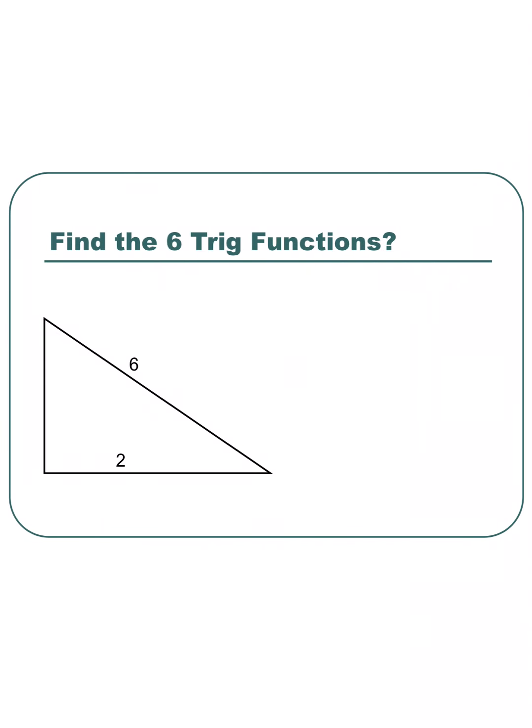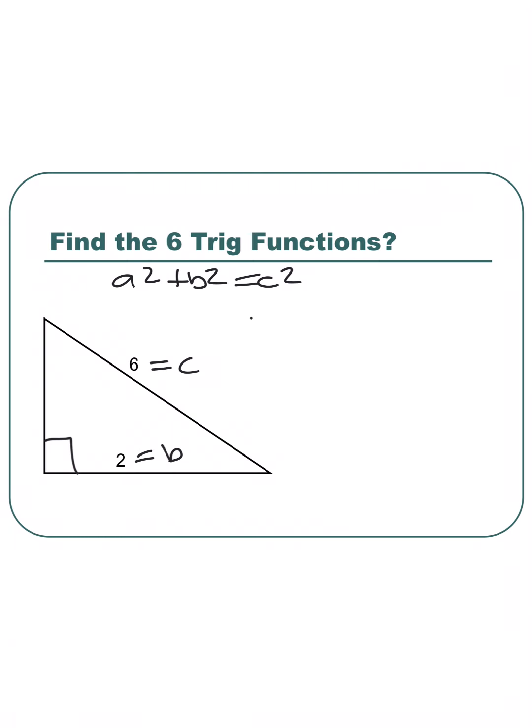All right, guys, we're going to go ahead and find the 6 trig functions for this triangle. Again, we're going to reiterate that we have a right triangle, otherwise we can't proceed. Also, we're missing a side here, but hopefully you remember your Pythagorean theorem, which states a squared plus b squared equals c squared. C is going to be our hypotenuse, b is going to be our bottom side, which means we are missing our a value.